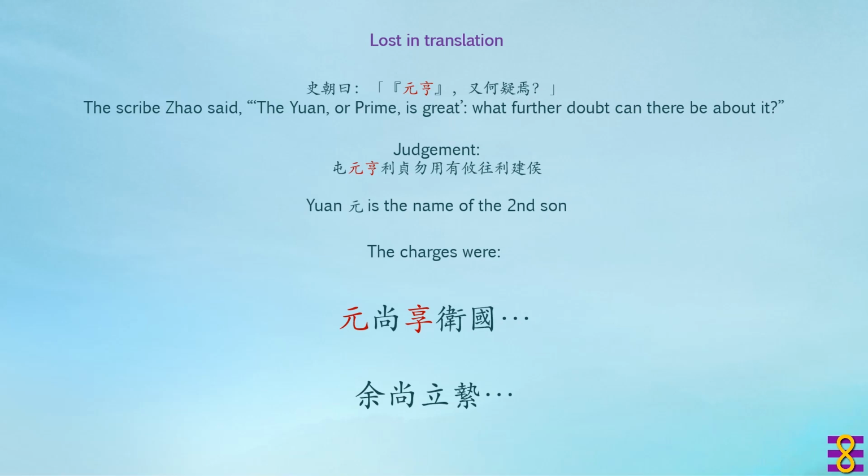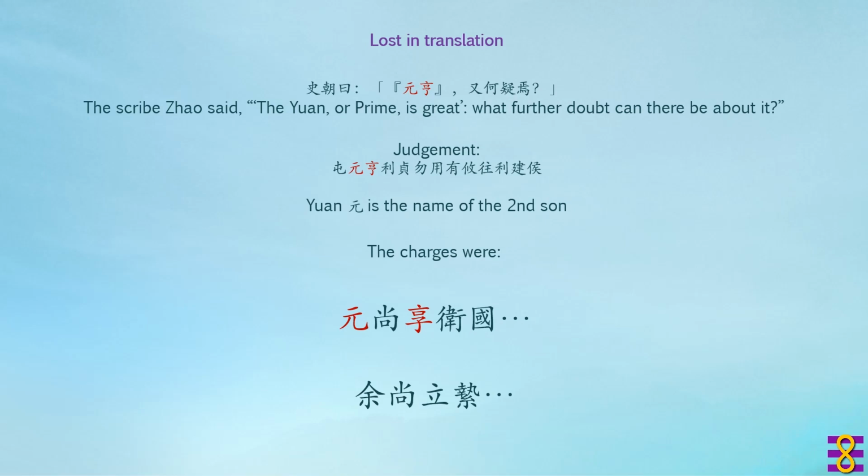Because the translation says, the scribe Zhao said, the yuan or prime is great. What further doubt can there be about it? That's this part. But translating these two characters from the judgment text, yuan heng, as the yuan or prime is great, that does not show the possible impact that these two characters from the judgment text might have on the diviner.